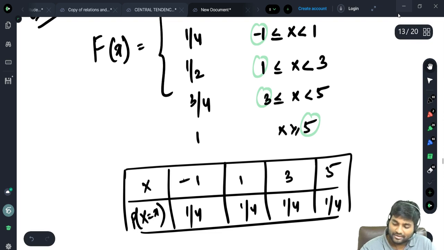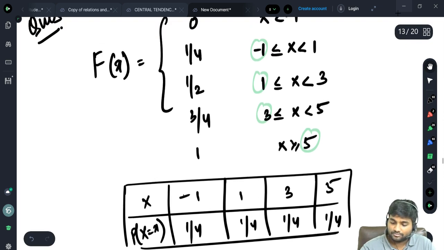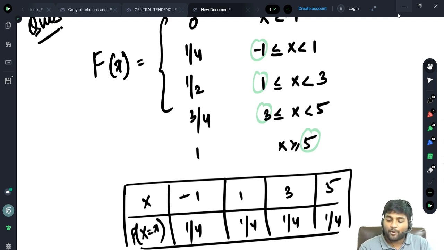Now we'll calculate the probabilities. First copy this down. So first we have identified the points, at which points there is probability. Then for minus 1 we do 1/4 minus 0, then for 1 we calculate half minus 1/4, then for 3, 3/4 minus half, then for 5, 1 minus 3/4. So all the probabilities are coming to be 1/4. Is it clear, Rishi Singh?